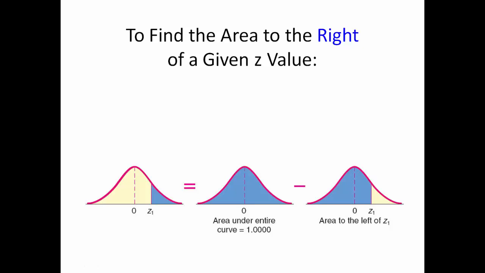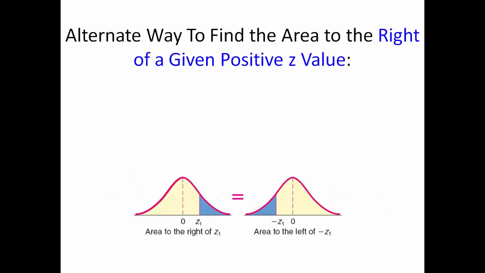I take that area and subtract it from the entire area, and when I do that, it's going to give me this part that's left over. Therefore, in order to get the area to the right of a z value, I have to look up the area to the left of the z value and subtract it from 1. That means that if this z value was anywhere along this line, be it positive or negative, I would do exactly the same thing. Well, you say, hey, Professor, that took a couple of steps.